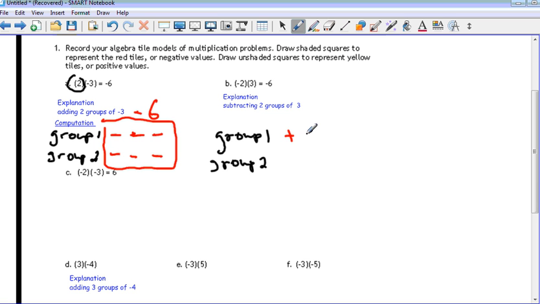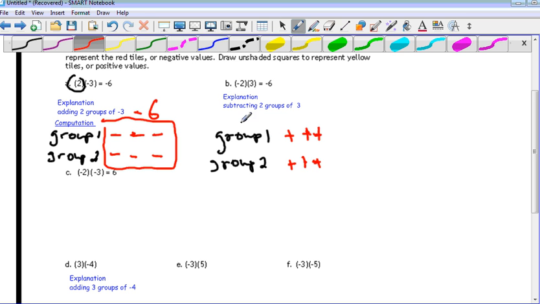I'm going to have 1, 2, 3 positives in group 1. And how many positives do I need in group 2? 1, 2, 3. Now, here's the thing that we're going to get stuck on. It says the answer is -6. Now, how am I going to get a negative? And did I subtract anything? Well, I haven't subtracted. So here's what I need to do.